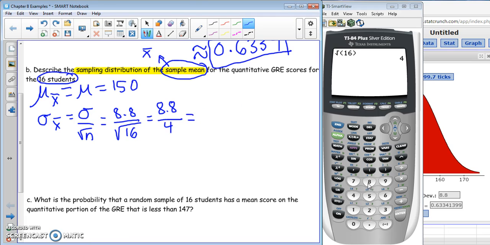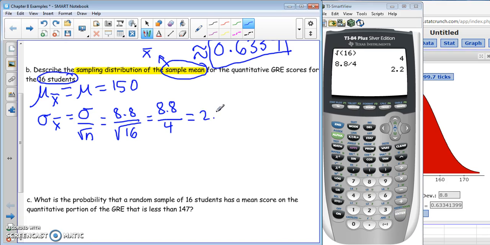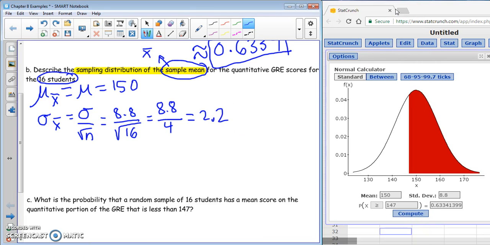So this will give me 2.2. 8.8 divided by 4 gives us 2.2. So that is the spread of our distribution. Notice our sampling distribution has a smaller standard deviation. So if we're talking about the spread, the smaller the standard deviation, the less dispersed our data.